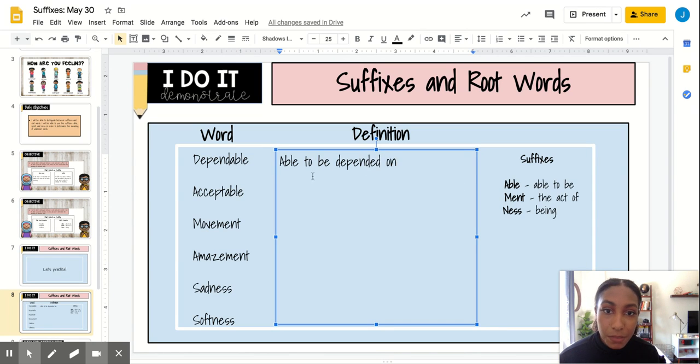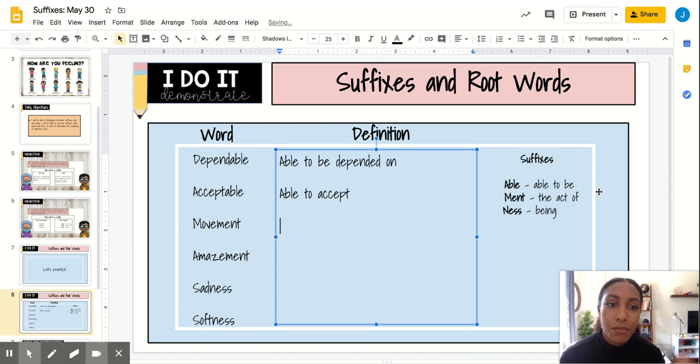So this word means that you're able to be depended on. That means that someone can rely on you. Someone can ask you to do something and you're going to follow through. All right? We have a word accept. That means that you're okay with something, you accept it and you move on. Acceptable means you're able to accept something.